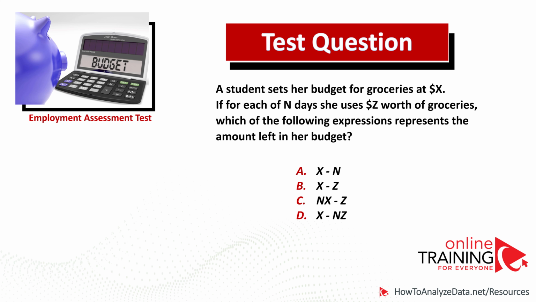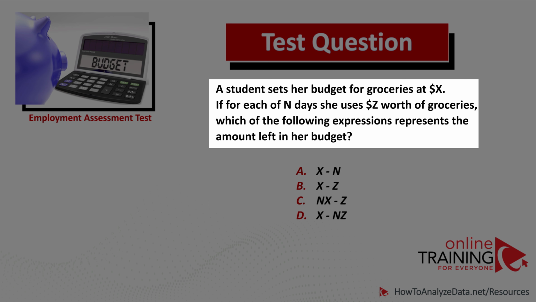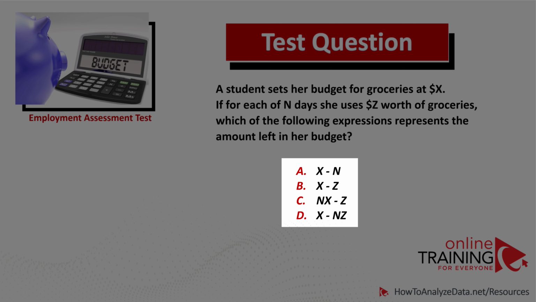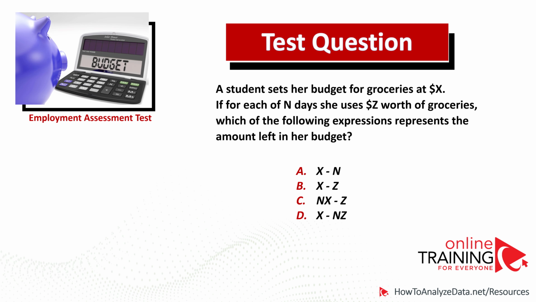Let's look at the budget question you might frequently see as part of an employment assessment test. A student sets her budget for groceries at X dollars. If for each of N days she uses Z worth of groceries, which of the following expressions represents the amount left in her budget? And you have 4 choices, including X minus N, X minus Z, and X minus NZ. Do you think you know the answer? Let's see if we can get to the correct answer together.